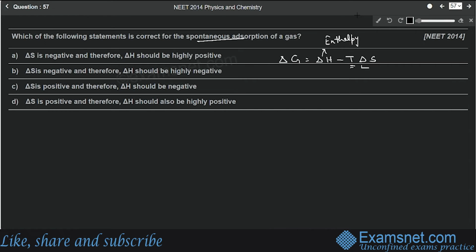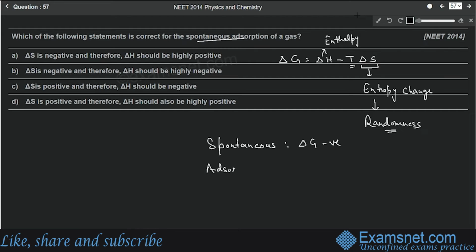T is temperature and delta S means entropy change. Entropy represents randomness of the particles, randomness of gas particles. Now here there is spontaneous adsorption of a gas. So we know that for a spontaneous reaction, delta G is always negative. Adsorption means the gas molecules will get adsorbed on a surface, so their mobility will decrease.